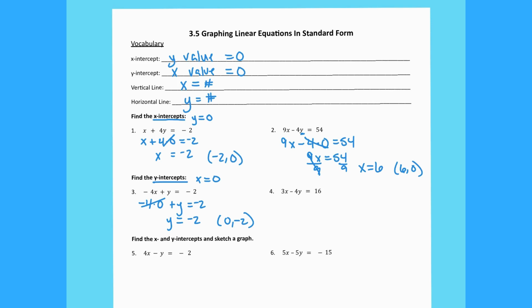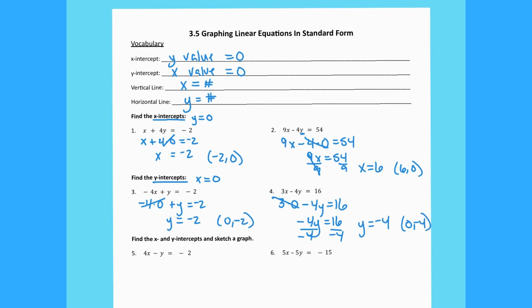And then on number 4, again, we're finding the y-intercept. So we make the x 0. So instead of 3 times x, it's 3 times 0 minus 4y equals 16. And anything times 0 just kind of goes away and leaves us with negative 4y. So on this one, make sure you bring down that minus sign. It makes that negative 4 because it's attached to the 4. And then we have to do a little bit of solving. So we divide by negative 4. So our y equals negative 4. And that's the ordered pair 0, negative 4.